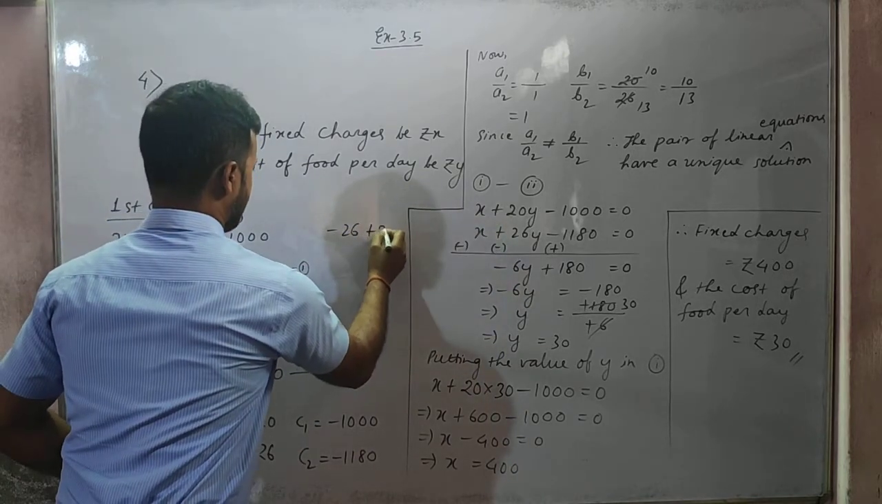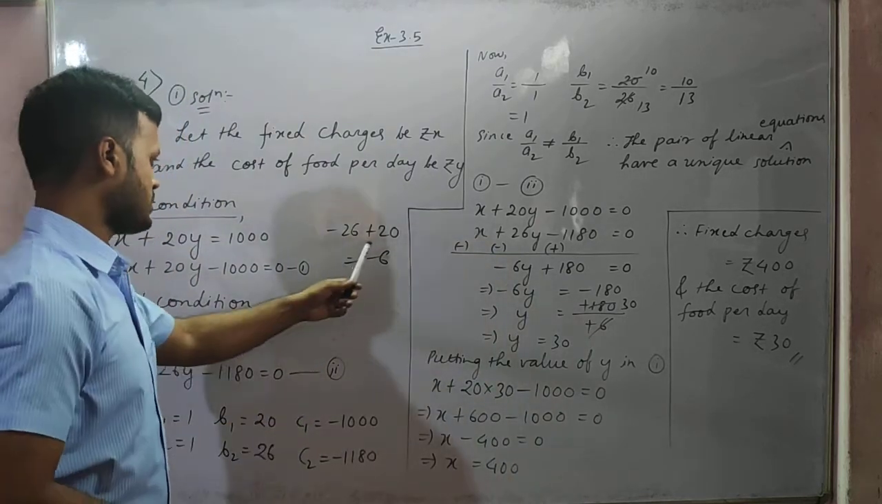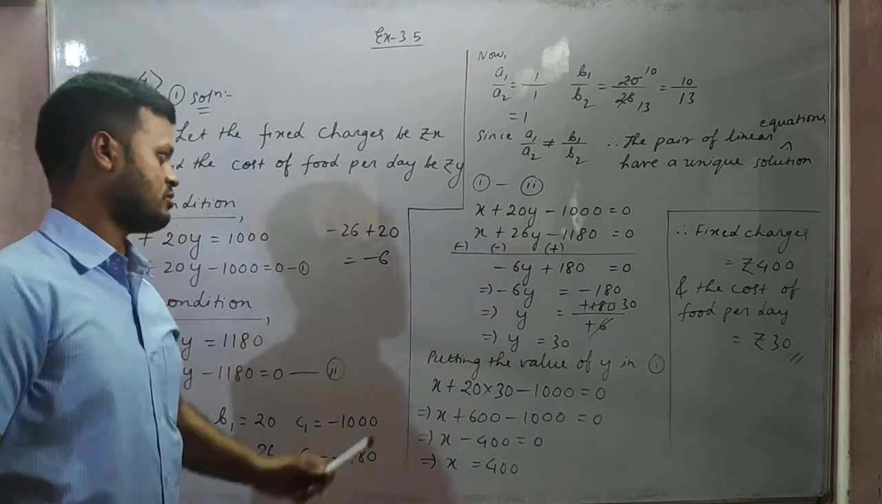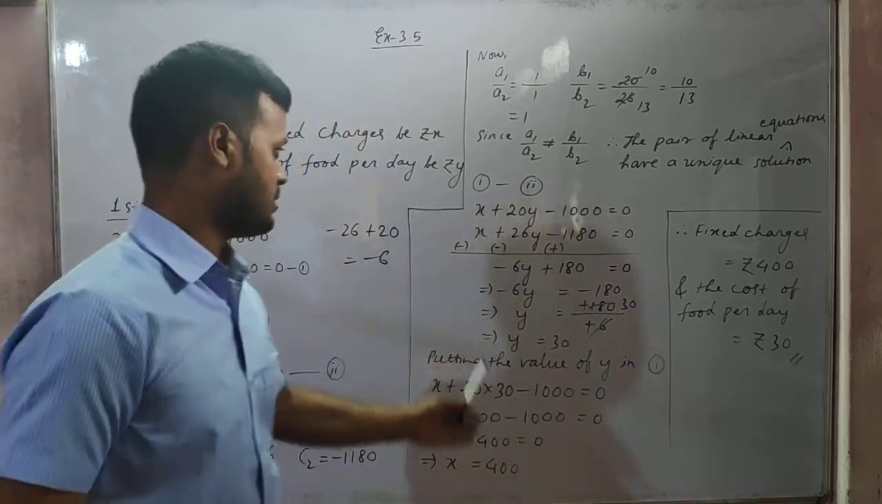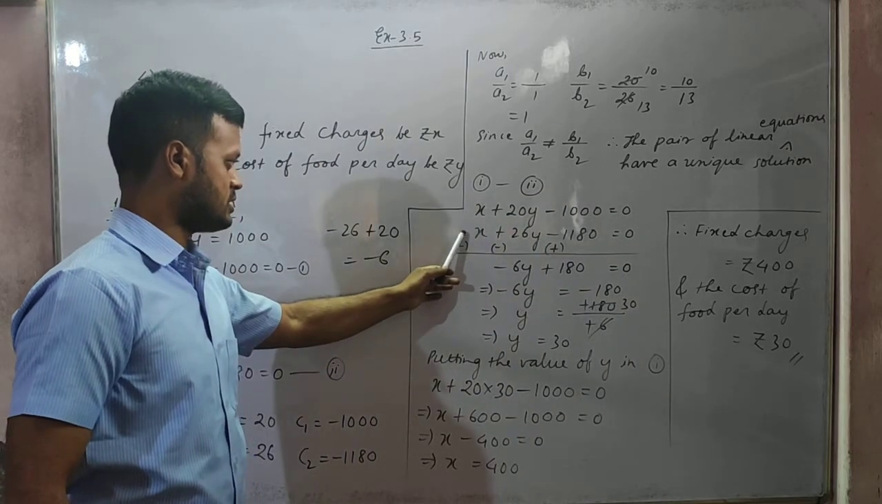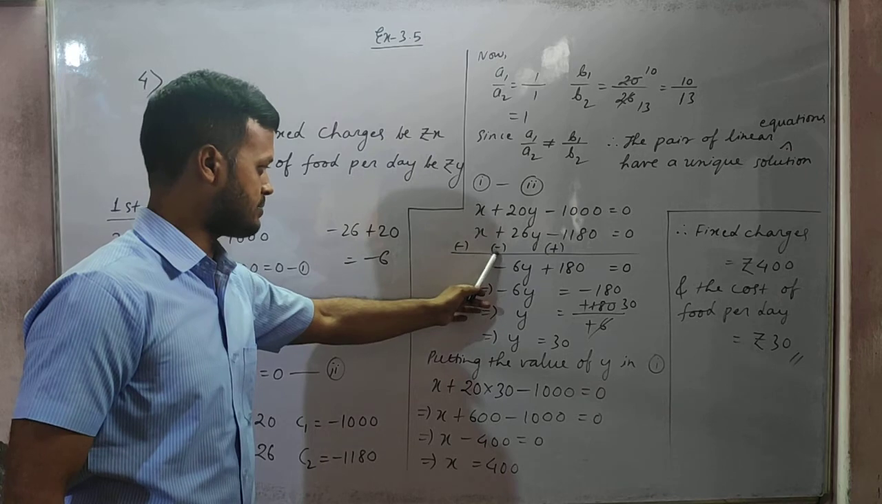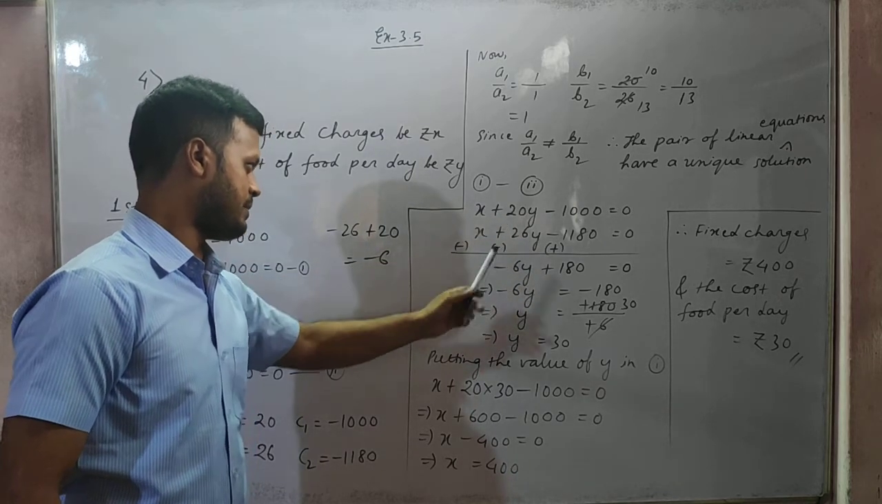Minus 26 plus 20 is equal to how much? Minus 6. Write here minus 6y. And this lower sign, always consider this lower sign. Here a plus sign is there, but here a minus sign. Consider this minus sign only. So minus 26 plus 20 will become minus 6.